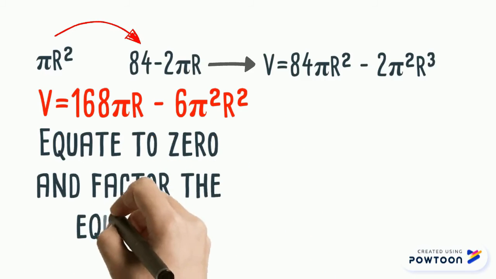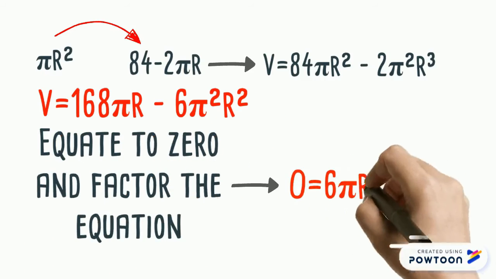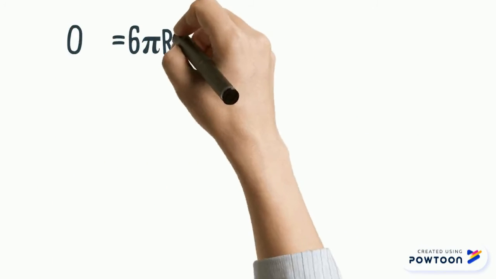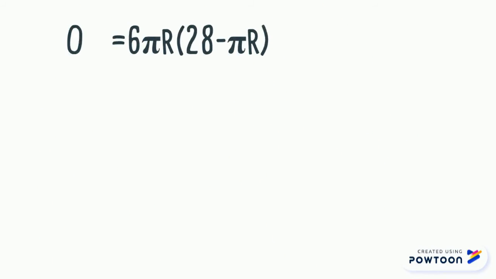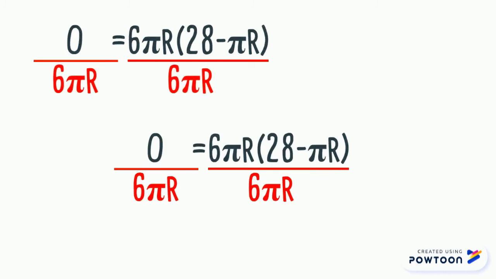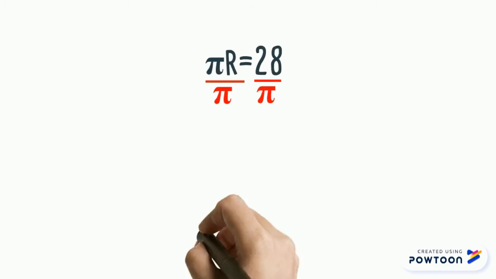The equation will now be 0 is equal to 6 pi r multiplied by 28 minus pi r. The next step is to divide both sides by 6 pi r. After that, we isolate r by adding pi r on both sides, giving us the equation pi r is equal to 28. Now we can get the value of r by dividing both sides by pi. From this, the radius will be 28 over pi inches.